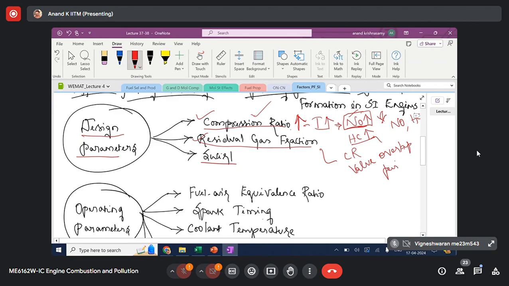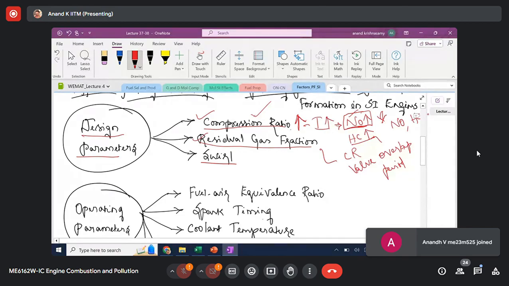So by varying compression ratio or by varying valve overlap period, you can change the residual gas fraction. You can increase or decrease the residual gas fraction by making changes in the compression ratio and valve overlap period. For example, if you increase compression ratio, as I said, the expansion ratio is also high. When the expansion ratio is high, the residual gas fraction will come down. At higher compression ratio, you can expect lower residual gas inside the cylinder.